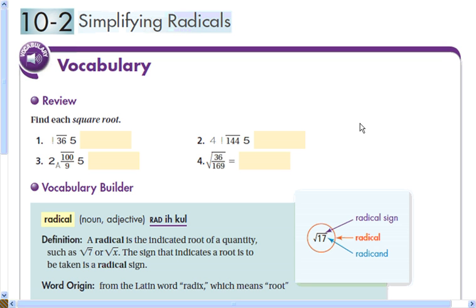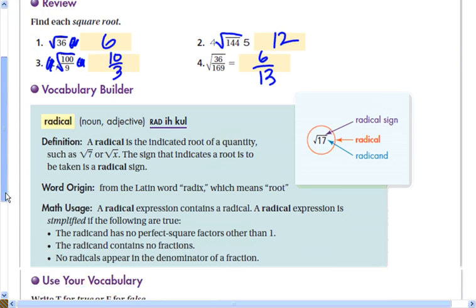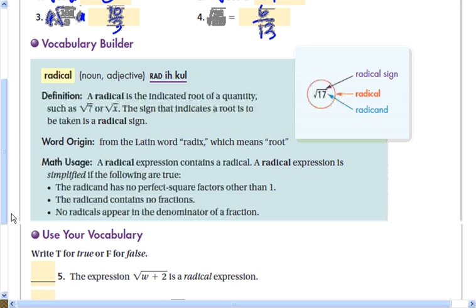These first couple problems didn't print correctly, so I think this is actually supposed to be the square root of 36, which is 6. This is supposed to be the square root of 100 ninths, which is 10 thirds. And this is supposed to be the square root of 144, which is 12. And 6 thirteenths. Okay, so some vocab here. The number underneath the radical sign is called the radicand, and the whole thing altogether is called a radical.